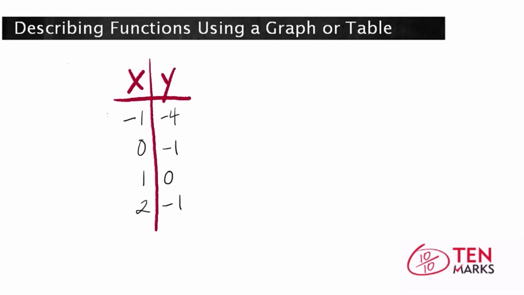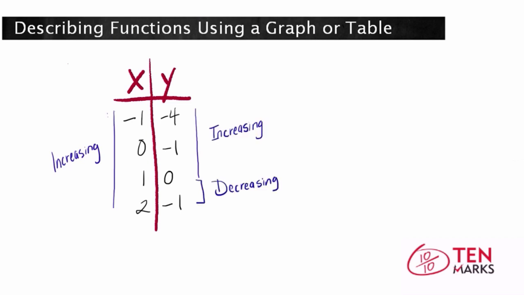Look first at your input values, your x values. As you go from -1 to 0, 0 to 1, and 1 to 2, these values are getting larger, or increasing. Now take a look at your output values, or your y values. As you go from -4 to -1, the numbers are getting bigger. -1 to 0, still increasing. But what happens at 0?